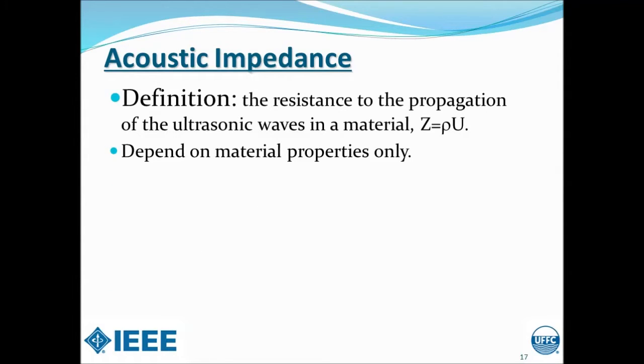Acoustic impedance is the resistance to the propagation of ultrasonic waves through a material. The impedance is defined as Z, which is a function of density times the acoustic velocity of the material. These are given for any material and only depend on that material's properties.